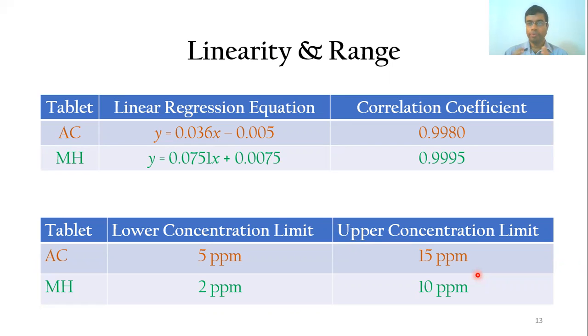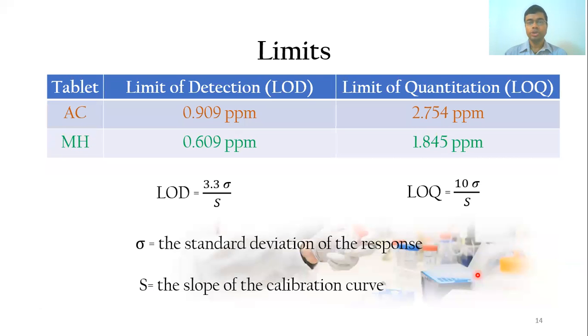So therefore, whenever we do the sample analysis, we wanted to ensure that our concentration should be within this range, right? So let's look at the limits. Limit of detection and limit of quantitation are two important parameters that are determined in this methodology, and here we have two equations which we use to calculate them.